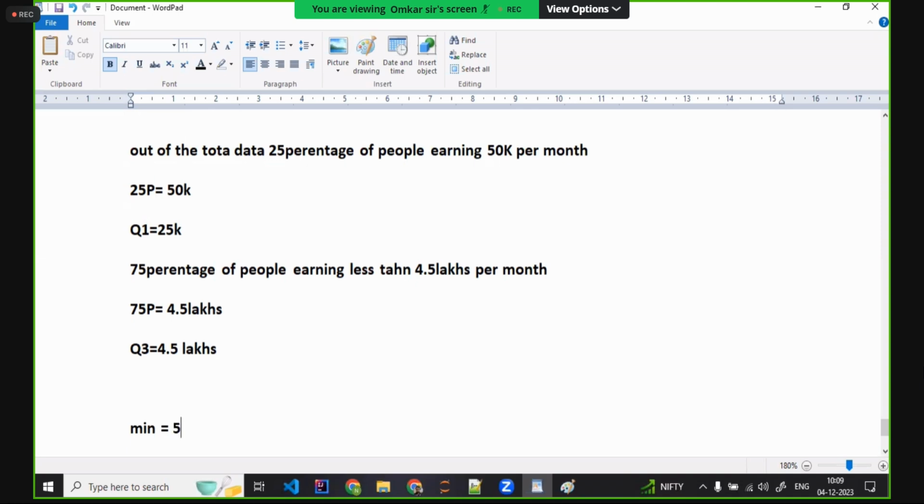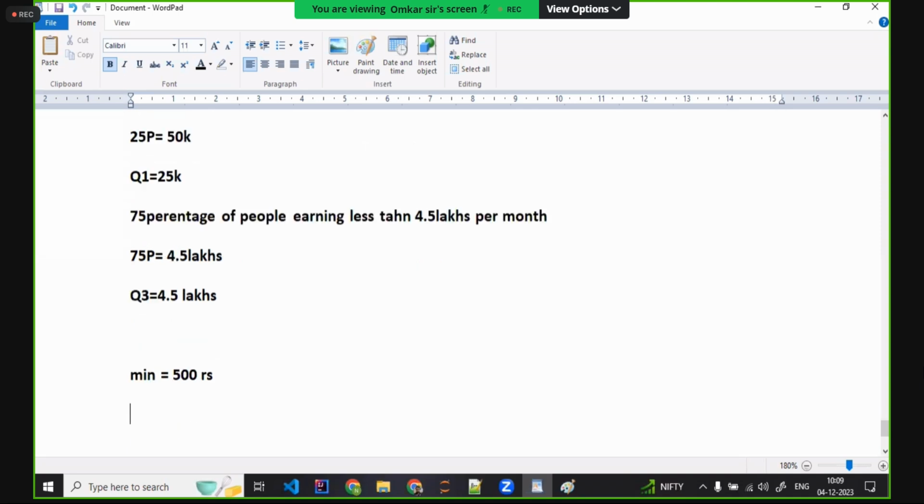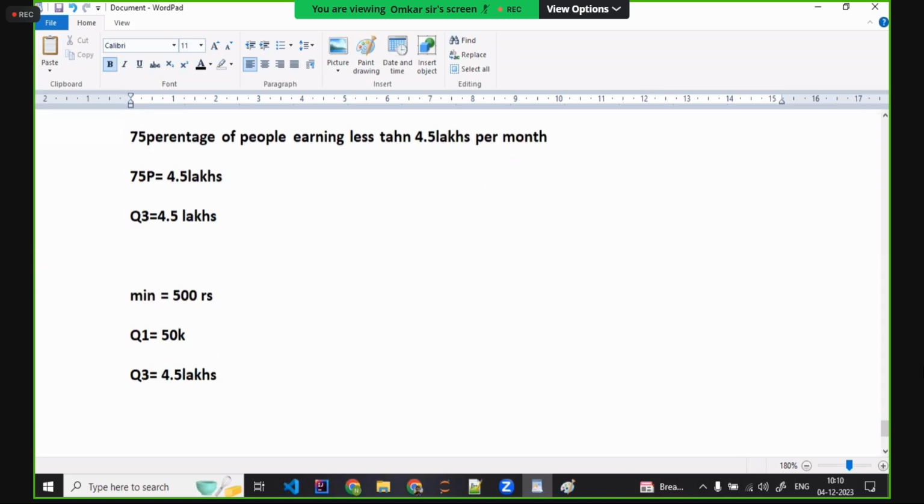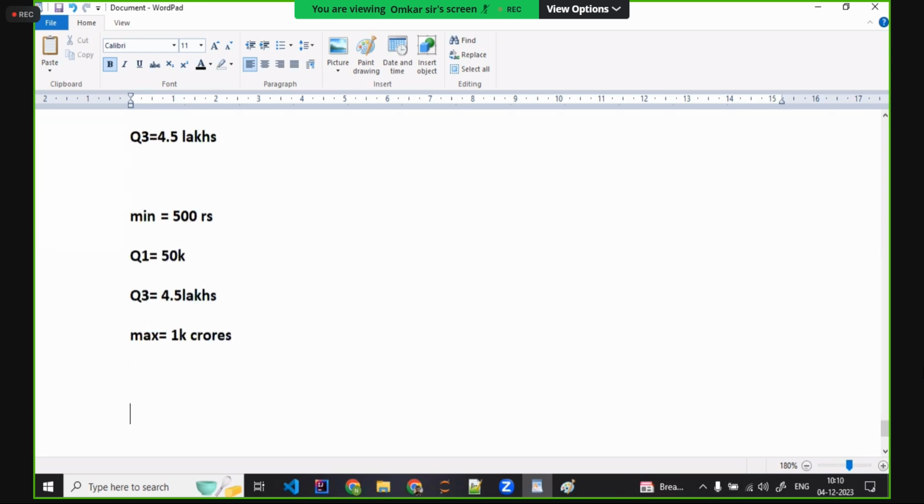Now the minimum might be, suppose, 500 rupees. Now Q1 is equal to 50,000. And suppose Q2 is equal to, how much will you give? Forget about it. Q3 is equal to 4.5 lakhs and the maximum value is equal to 1000 crores. This is a salary. The salaries are like this.